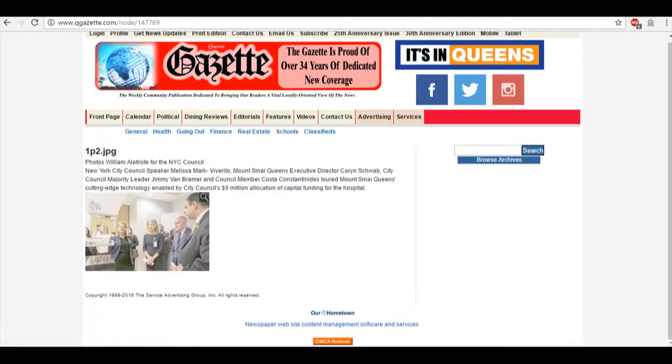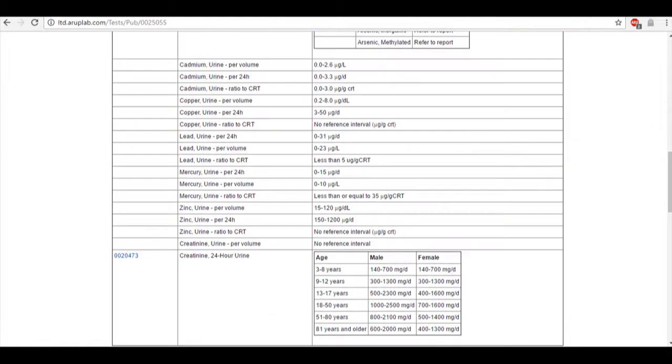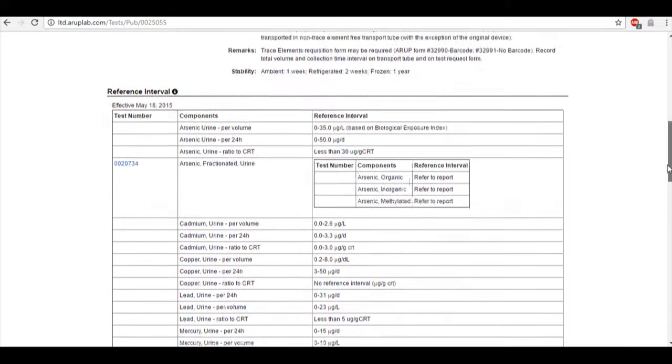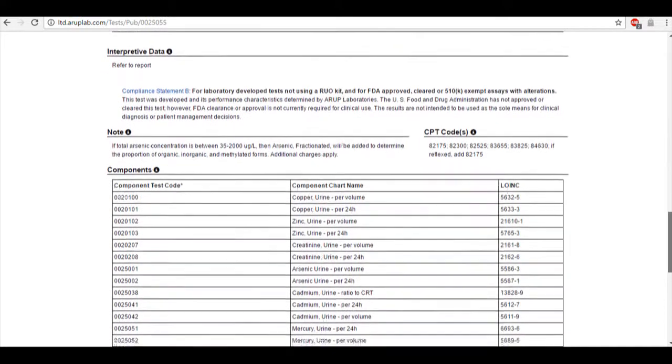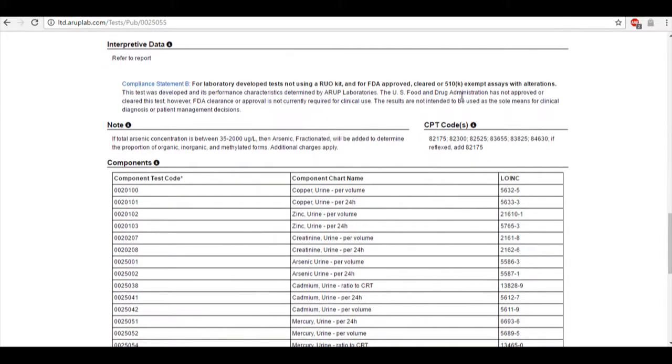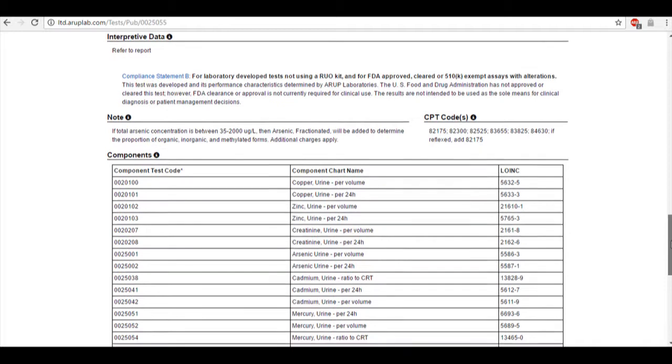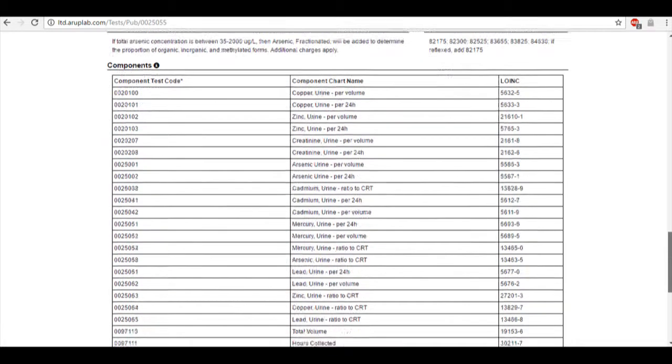Oh, this has to do with what I have to speak about also. So at the end over here it says, for laboratory developed tests not using cleared assays, this test was developed and performed with the characteristics determined by ARUP. The Food and Drug Administration has not approved or cleared the test. However, FDA clearance or approval is not currently required for clinical use. The results are not intended to be used.